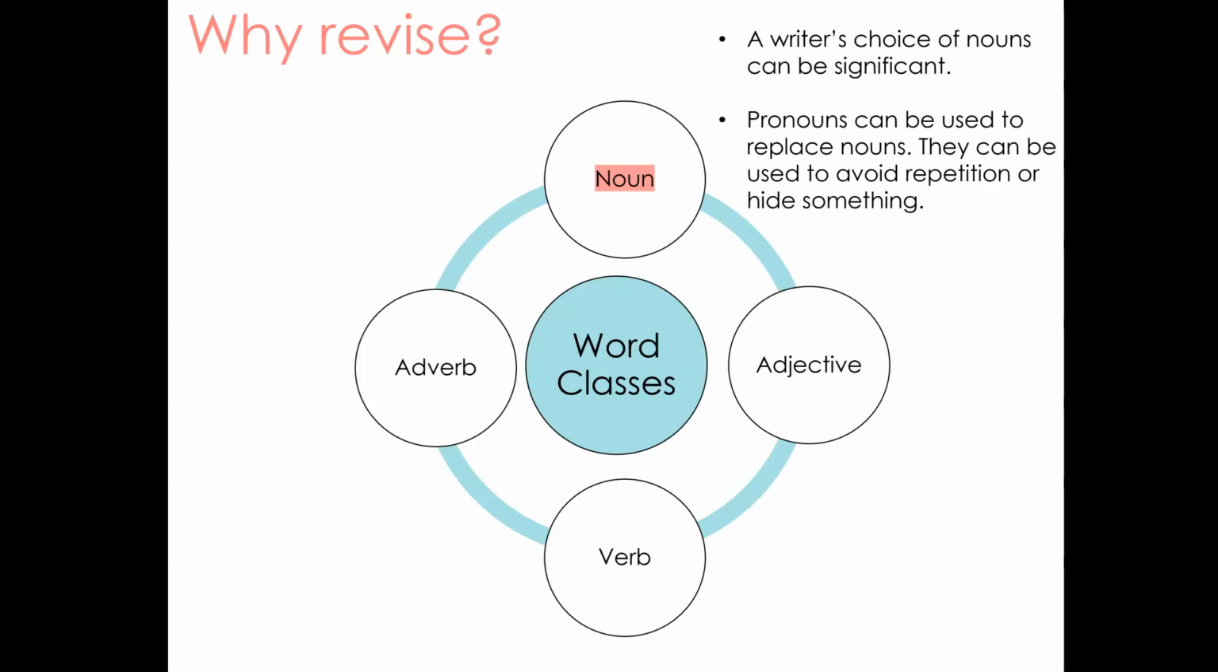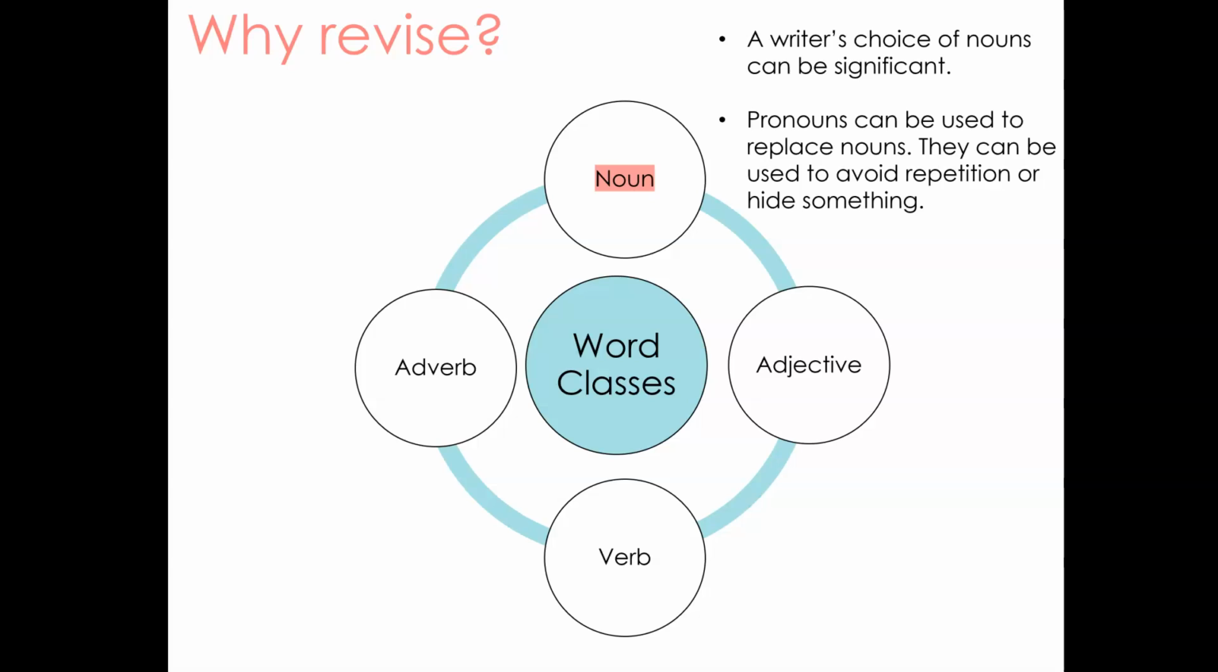If we can name something, it is being named and labelled, then we are able to picture it as an object. A writer's choice of nouns can be really significant. They might choose to include lots of nouns to create an image for us. They might choose to omit certain information. So, for example, they may choose to give a precise name to a character, or they might choose to not name them at all. Nouns can be replaced with pronouns.